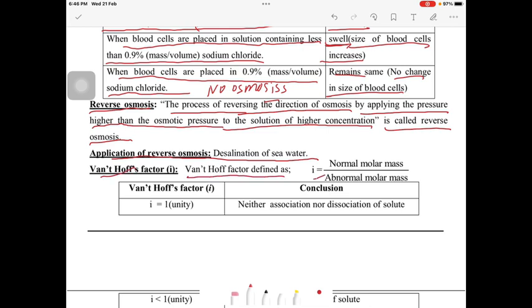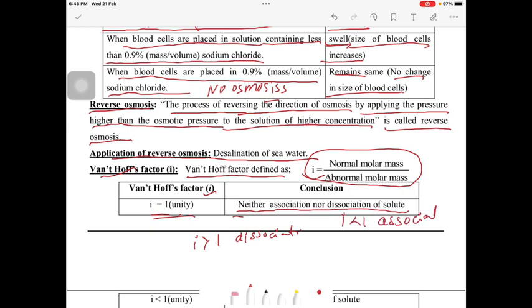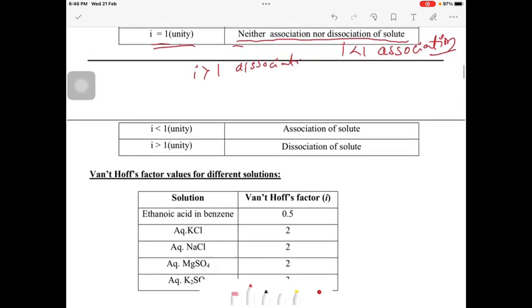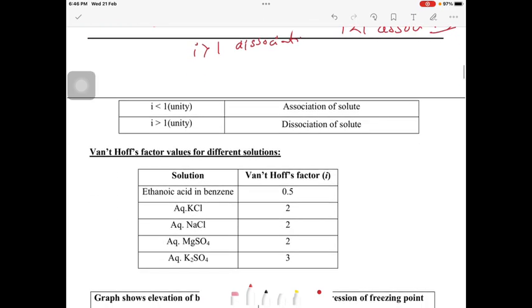Van't Hoff factor is defined as the ratio of normal molar mass to abnormal molar mass. Van't Hoff factor is denoted by i. Conclusion: if i is 1, there is neither association nor dissociation of solute. If i is greater than 1, dissociation takes place. If i is less than 1, association takes place.